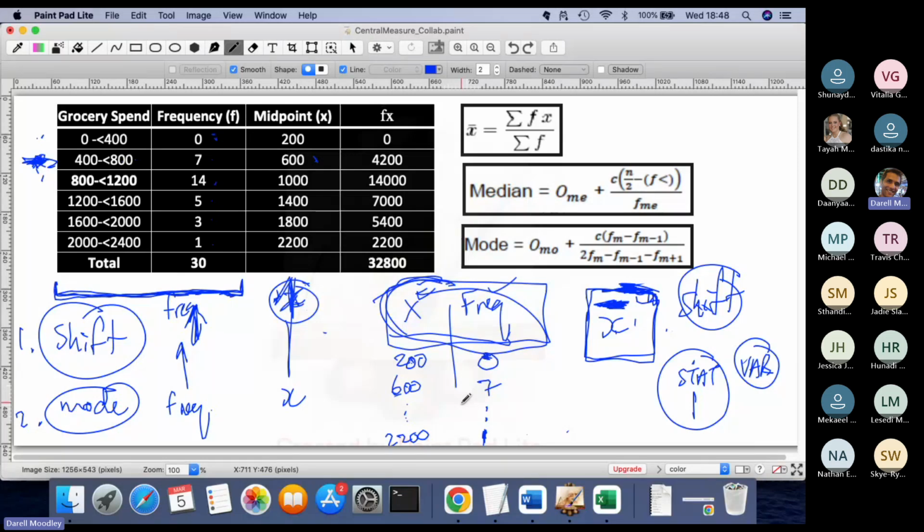Your first number for X would have been 200, then 600, the next number 1000, 1400, 1800, and 2200. And then your frequency column, make sure you capture those values: 0, 7. I'll do it now with you, but the number you should get, let's check it. 1093.33.